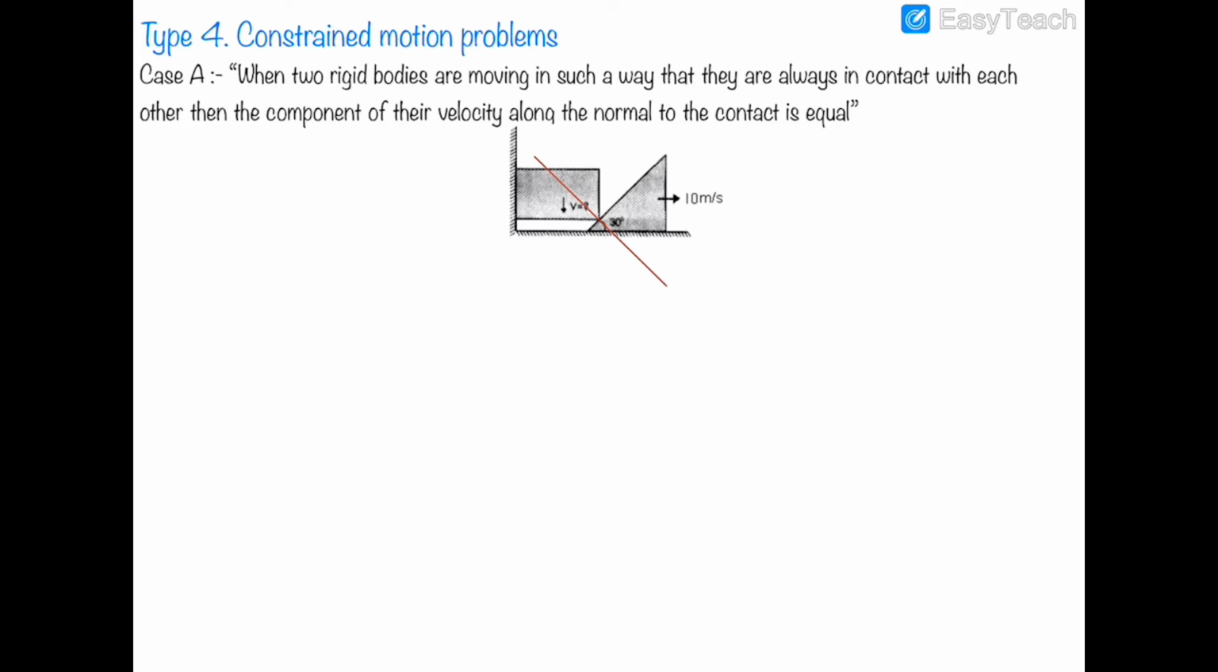So here is the normal drawn to the contact. Now it will be easier to analyze the question if we join these velocity vectors with the normal, like that. This is the velocity of the block. I am writing it as v, and this is the velocity of the wedge. I am writing it as 10 meters per second.